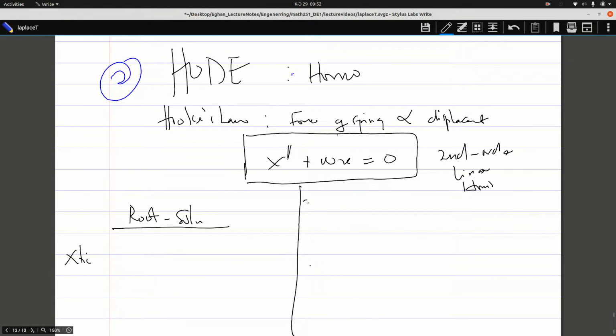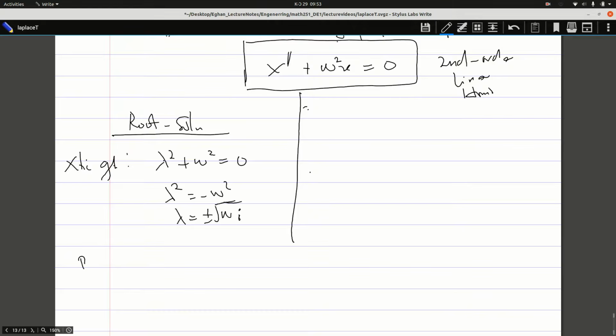I first find the characteristic equation, which gives me lambda squared plus omega squared equal to 0. This means lambda squared is equal to negative omega squared, and hence lambda is equal to plus or minus omega i. Because of the negative, I added i. So quickly, the root here is a complex root. I can write the solution as x of t is equal to e to the a t, C1 cos b t plus C2 sine b t.